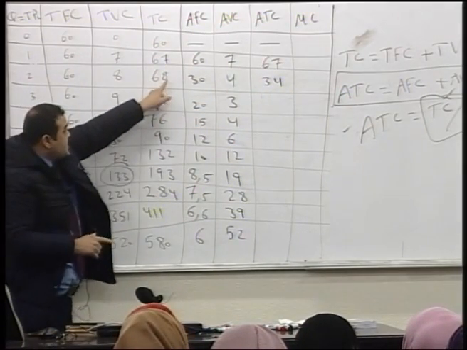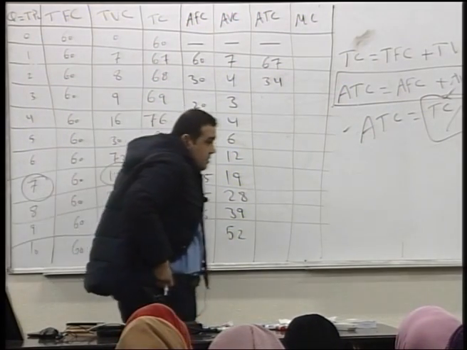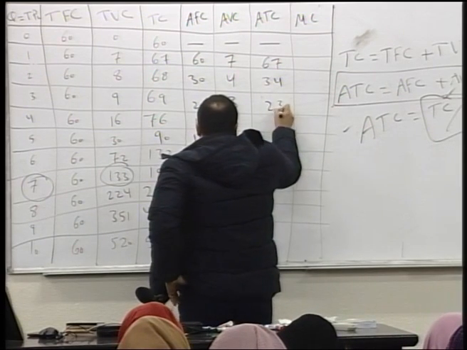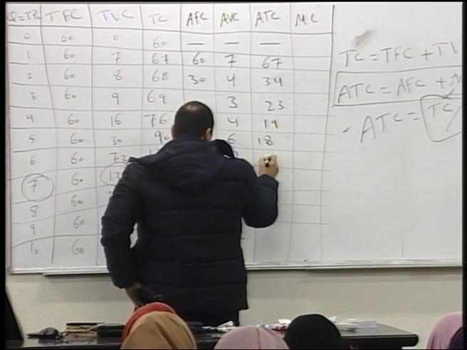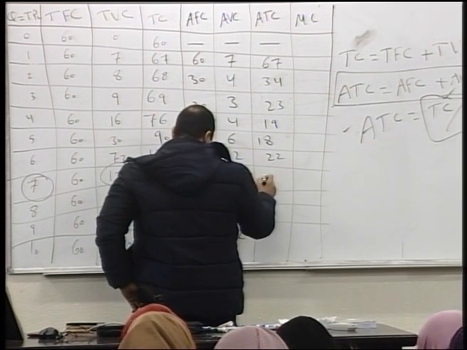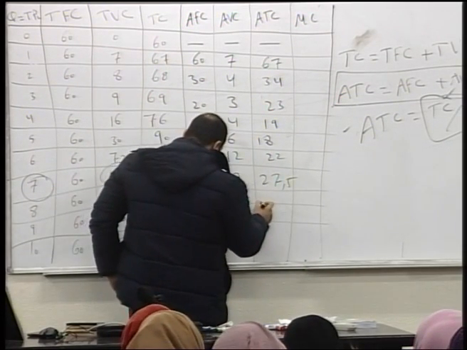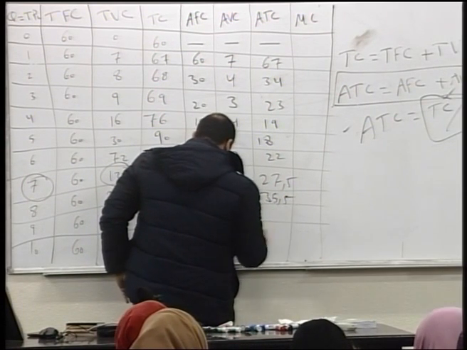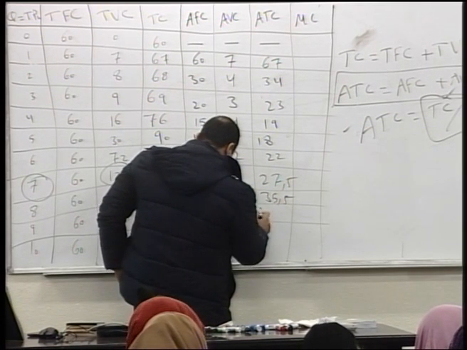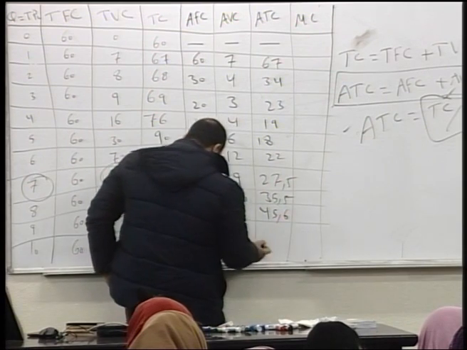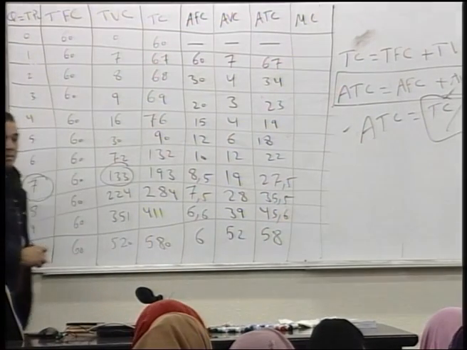Or 68 over 2, 34, the same result, right? So 23, 19, 18, 22, 27.5, 35.5. How much is it? 30, or yeah, 45.6, and the last point, exactly, right?